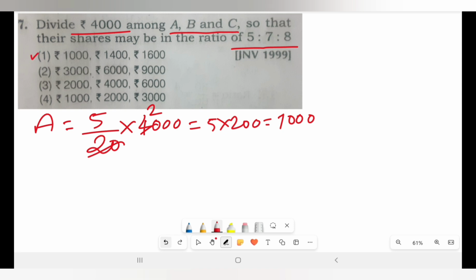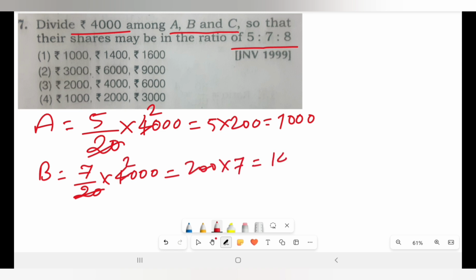So let us go for the B's amount. So B's amount is 7 divided by 20 into 4000. Alright. So again here 20 2s. So 200 into 7 is equal to 1400. Okay. So as per this, the option A1 will be the right one.